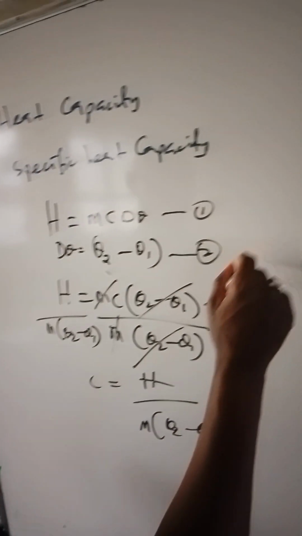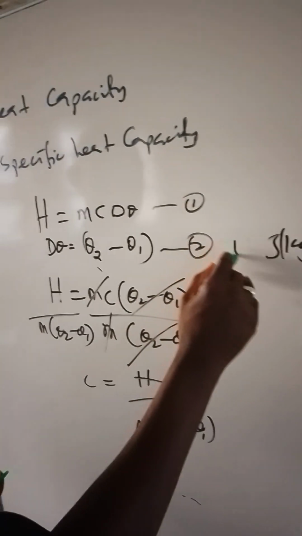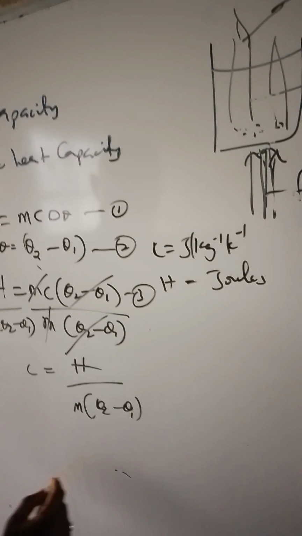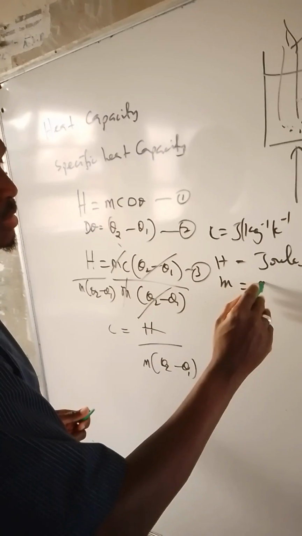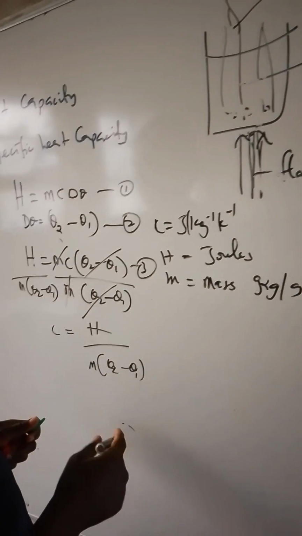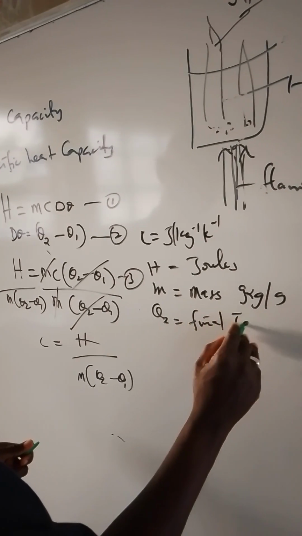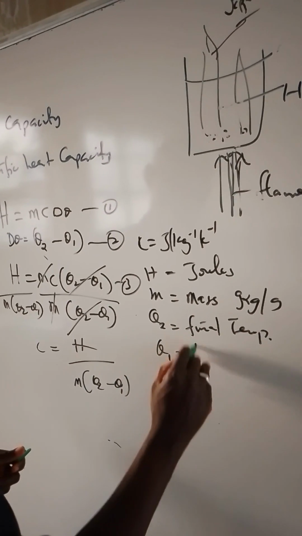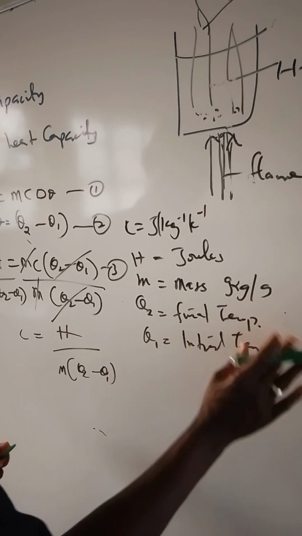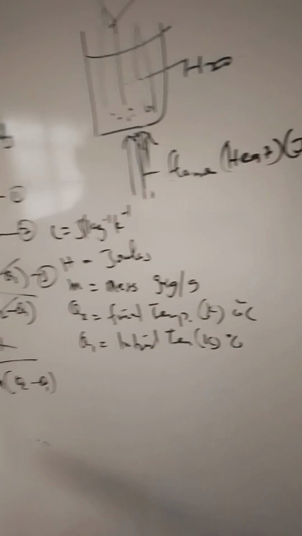What is C? C is specific heat capacity, which is in joules per kilogram per Kelvin. H is the heat capacity that will always be in joules. M is mass, which will always be in either kilogram or gram, as the case may be. Theta 2 is the final temperature and theta 1 is the initial temperature. The SI unit can be in Kelvin or Celsius, as the case may be.